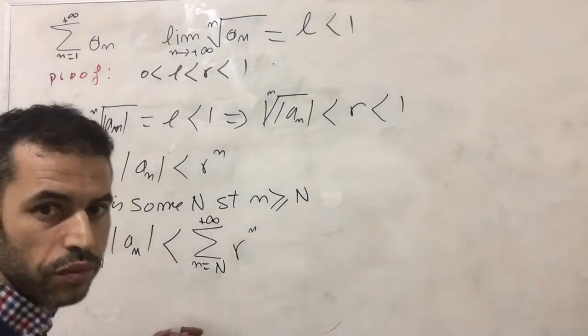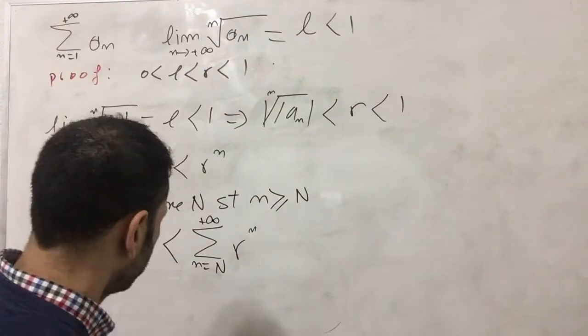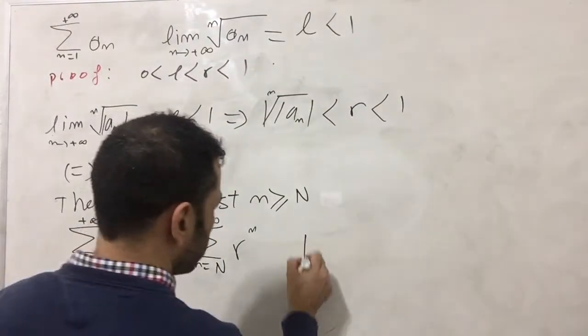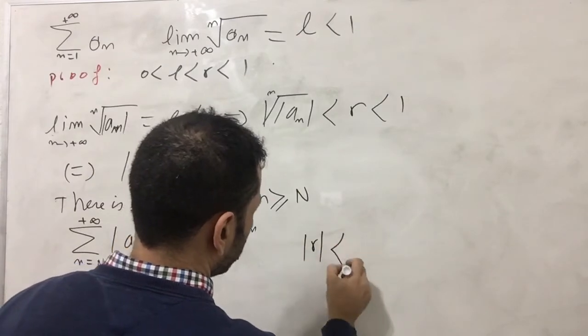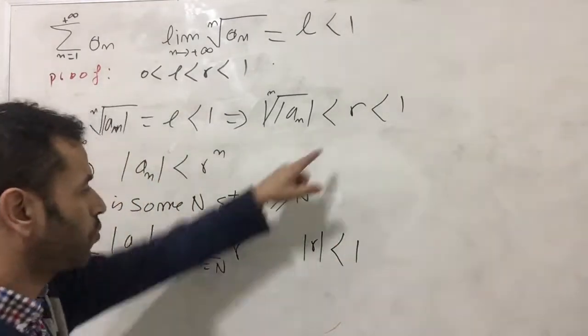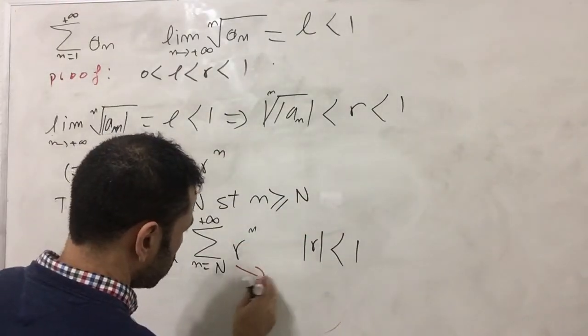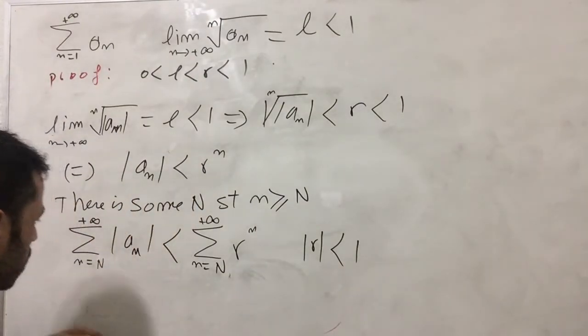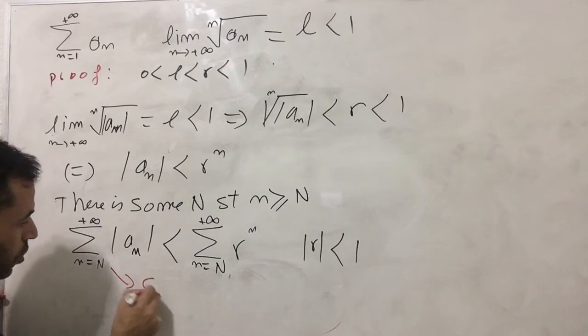As you know, this is the geometric series, a convergent series because we have the absolute value of R strictly inferior than 1, as we mentioned before. So this one is a convergent series. So by the comparison test, this series is going to be convergent as well.